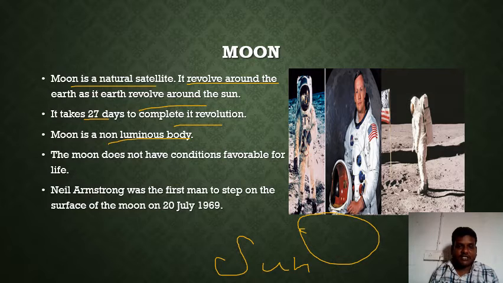The moon is not considered favorable for life because there is no water, no air, and no suitable land for humans to cultivate food. Here, you can see in this picture Neil Armstrong, the first man to step on the surface of the moon.